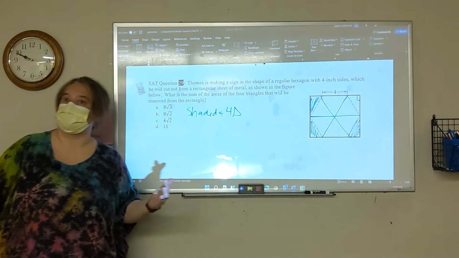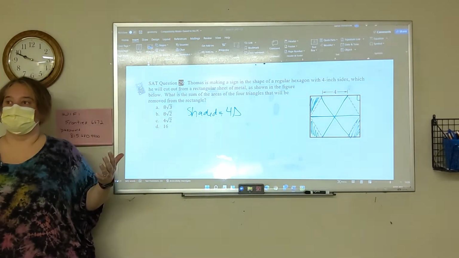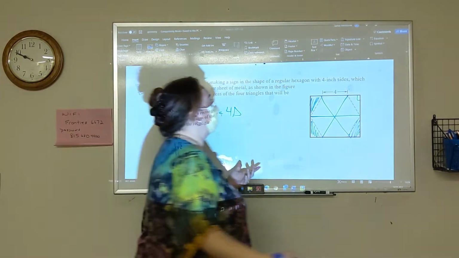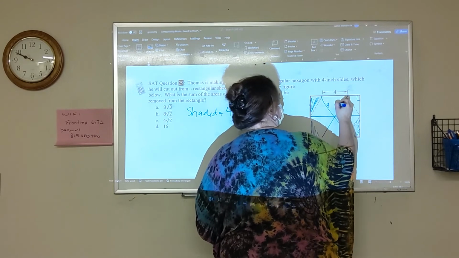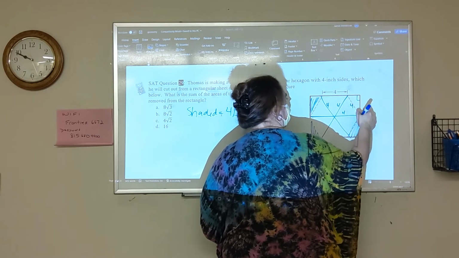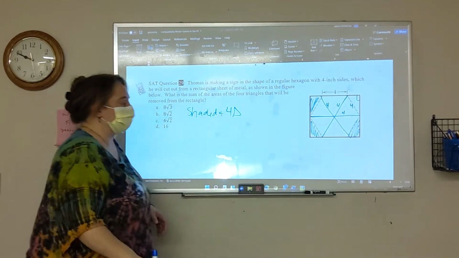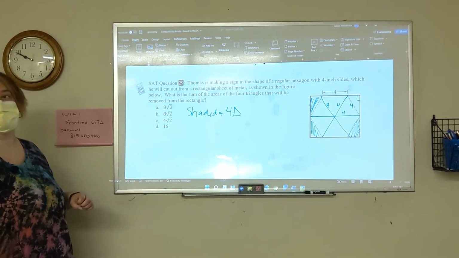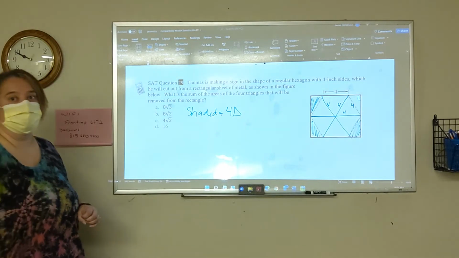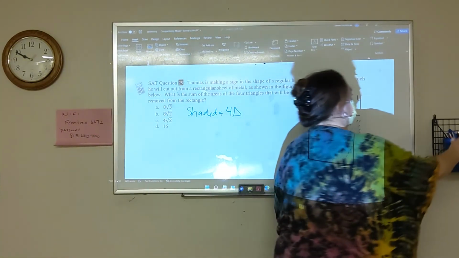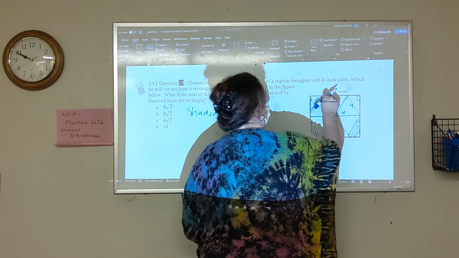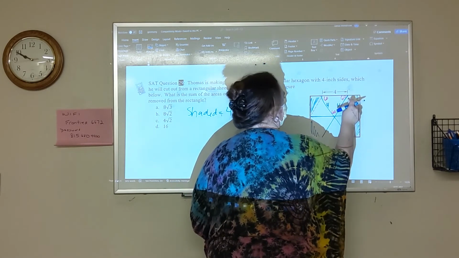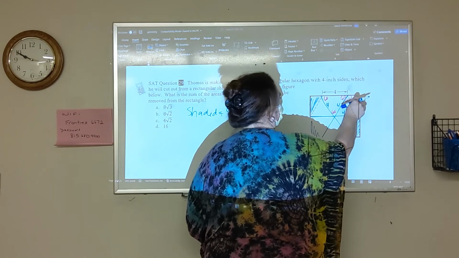What do we know about equilateral triangles? What do we know about their sides? They're all equal. So if their sides are all equal, then this is 4, this is 4, this is 4, and most importantly, that side of my triangle is 4. Okay? What do we know about their angles? They're all equal and they're all 60 degrees. So this is 60 degrees, that's 60 degrees. This is 60 degrees. This is 60 degrees.